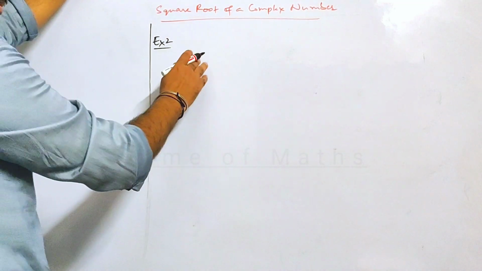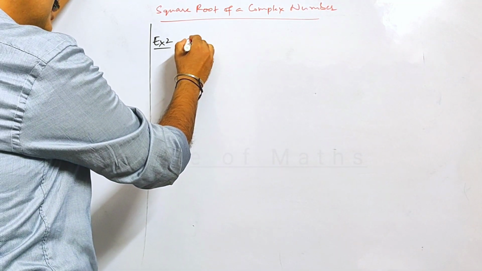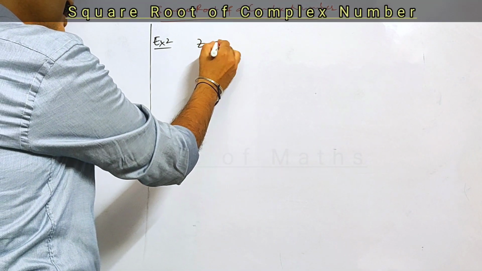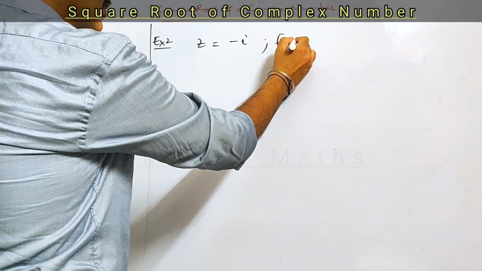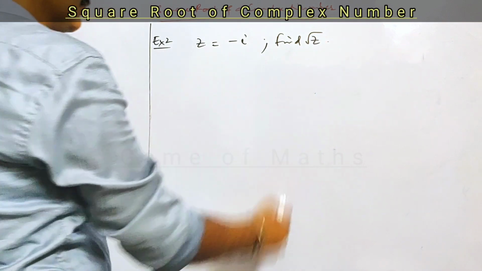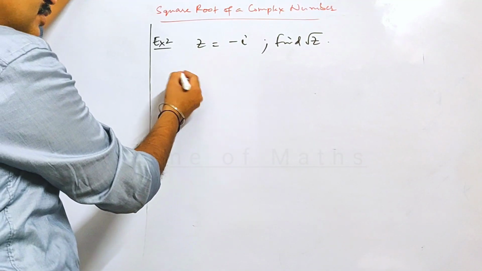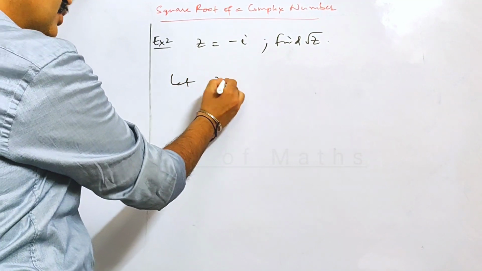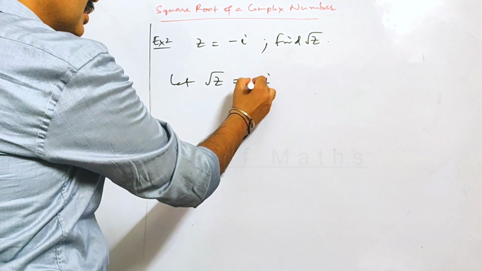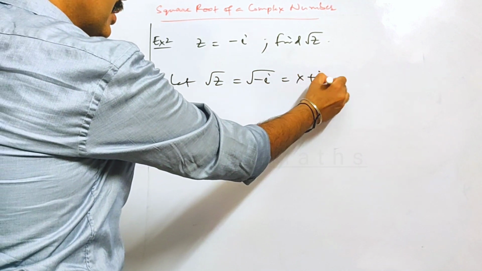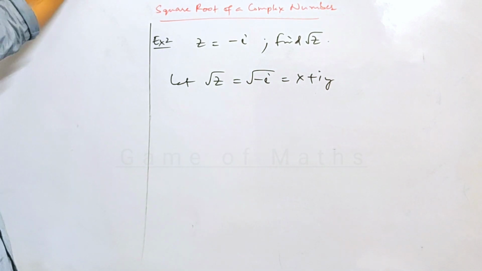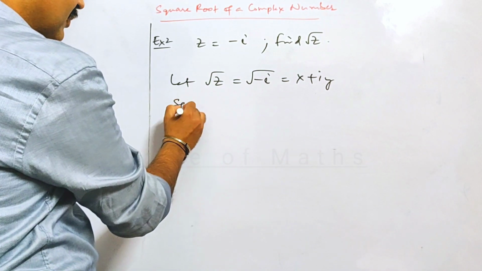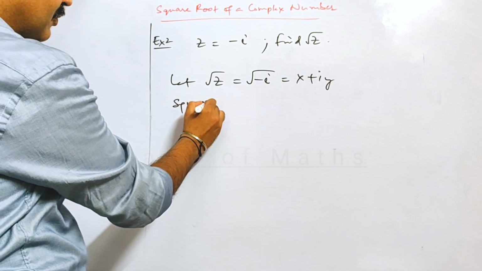Let's take another example. Suppose z is given as minus iota and we have to find the square root of z. So we'll assume the square root of z is another complex number, x plus iota y, like we did in the previous example. So we'll focus on finding x and y.